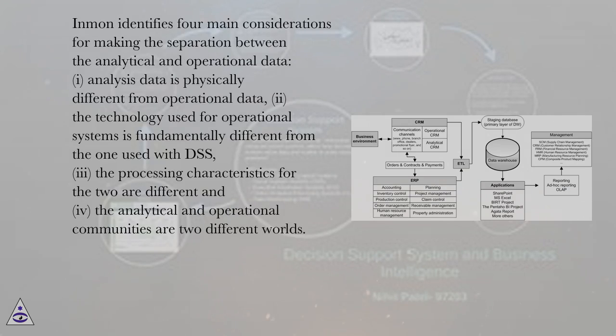Inman identifies four main considerations for making the separation between the analytical and operational data. 1. Analysis data is physically different from operational data. 2. The technology used for operational systems is fundamentally different from the one used with DSS. 3. The processing characteristics for the two are different, and 4. The analytical and operational communities are two different worlds.